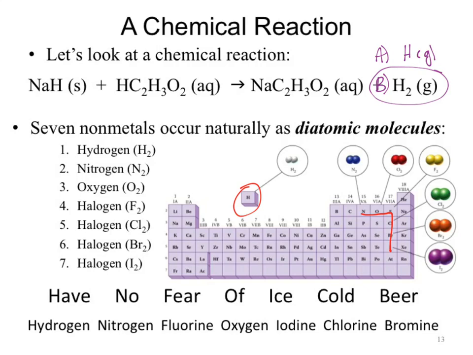The one that for some reason has stuck with me for I have no idea how long is this phrase, have no fear of ice cold beer. Have gives you hydrogen, no gives you nitrogen, fear, fluorine, of gives you oxygen, ice, iodine, cold, chlorine, beer, bromine. Okay. Up to you, however you want to go through and have that memorized. You are expected to know that if I say give me a molecule of bromine gas, you will give me Br2. Okay, you have to specify that subscript.